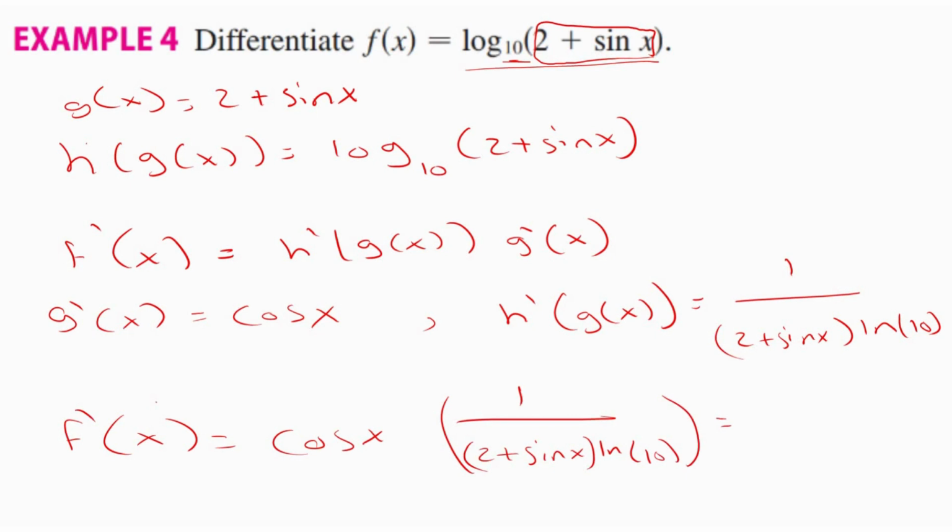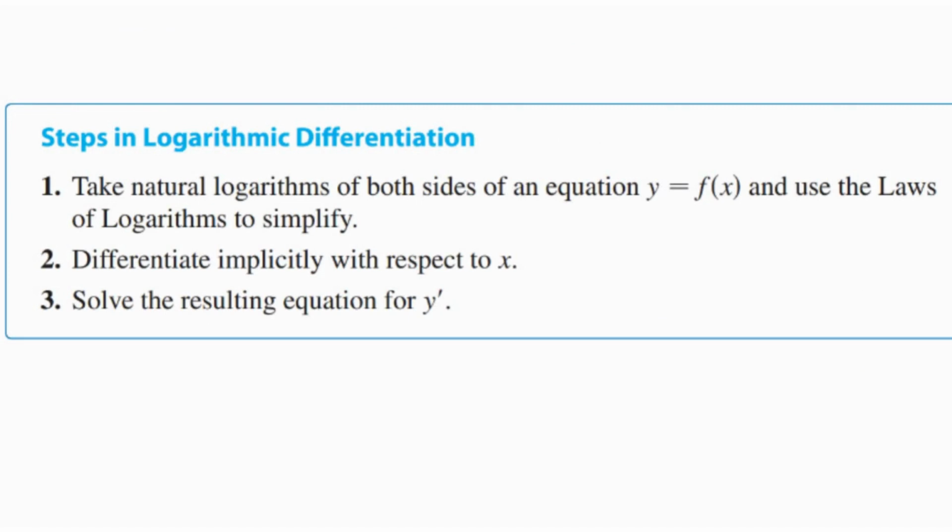and this can be written as cosine of x over 2 plus sine x multiplied by ln 10. Here we have some steps to do logarithmic differentiation. So we can use these steps whenever we have a function that is somehow hard to differentiate and can get easier using the logarithmic properties.